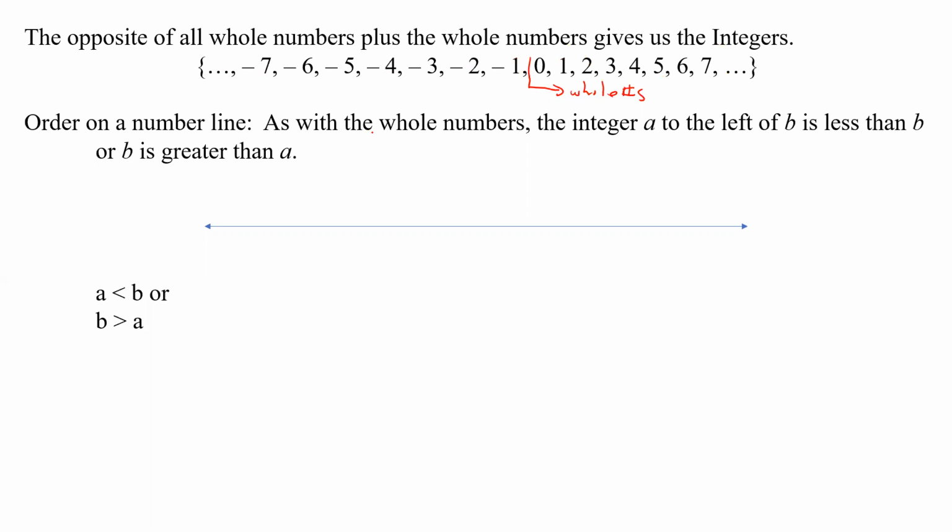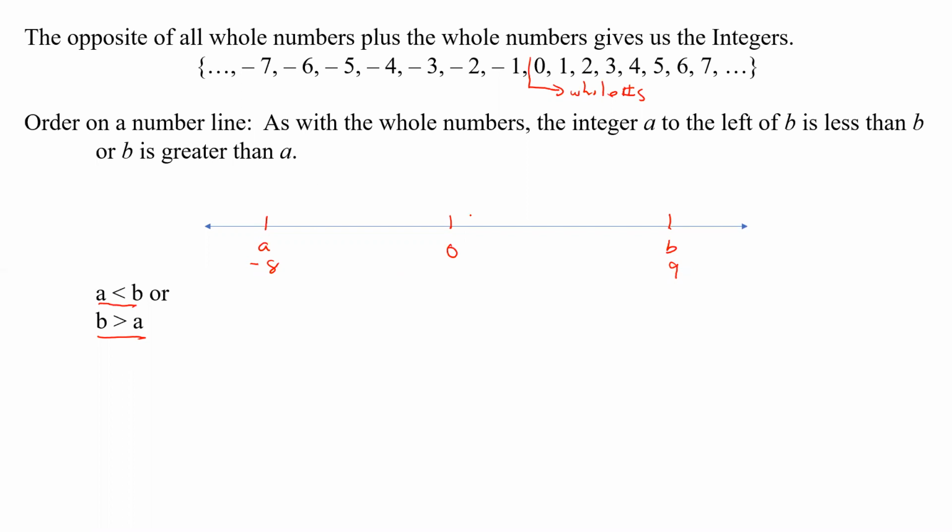So on a number line, as with whole numbers, for the integers, a is to the left of b means a is less than b, or b is greater than a. So if this is our a and this is our b, then a is less than b, or we can go the other way and say b is greater than a. Think about this: maybe this is our number line, 0. Maybe this is negative 8, and maybe this is positive 9. So we can say negative 8 is less than 9, or the other way, 9 is greater than negative 8. Both of those work.